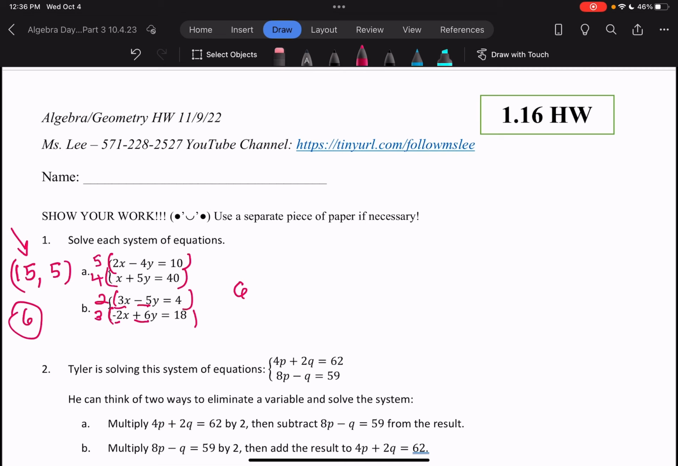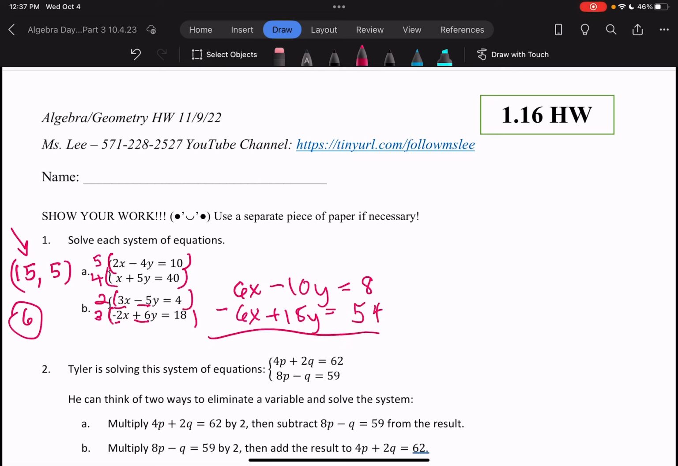2 times 3x is 6x. 2 times -5y is -10y equals 8. And then 3 times -2 is -6x. 3 times 6 is plus 18y. And then 3 times 18 is 24. Carry the 2, is 54.